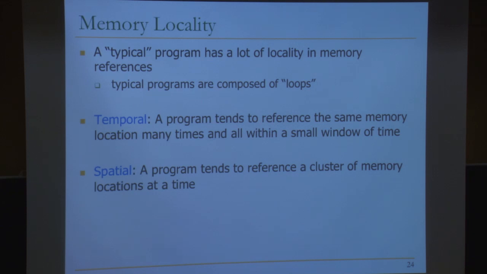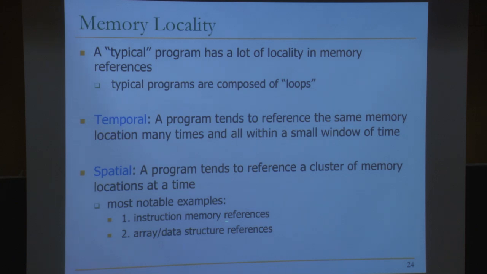Spatial locality: a program tends to reference a cluster of memory locations at the same time. The most notable example is instruction memory references. For example, you have an instruction stream, and these are sequential. You basically execute the first instruction, and you increment the program counter. That's the next instruction. Increment the program counter. That's the next instruction. So you get very good spatial locality because these are in consecutive memory locations.